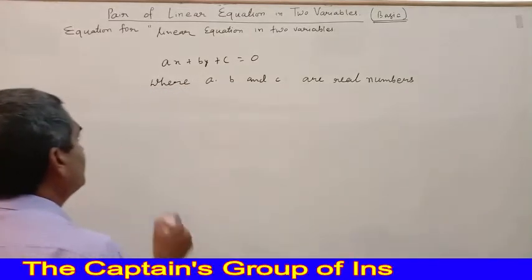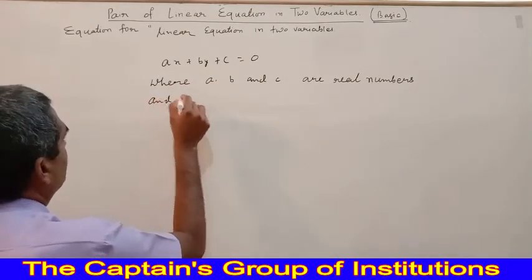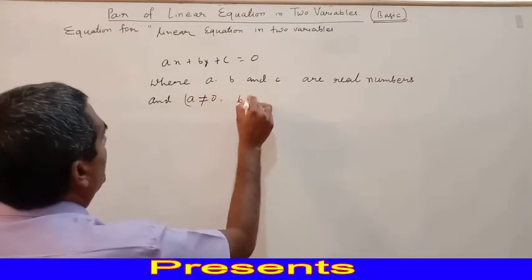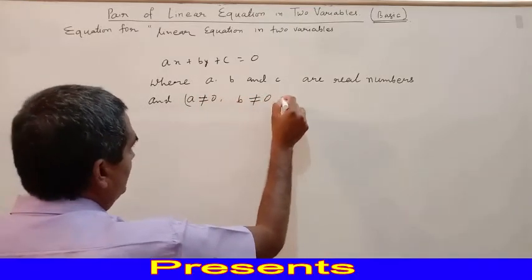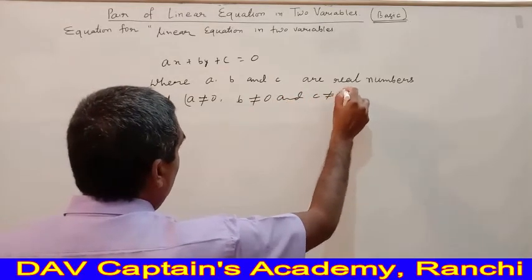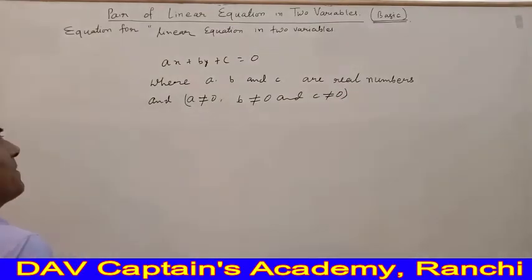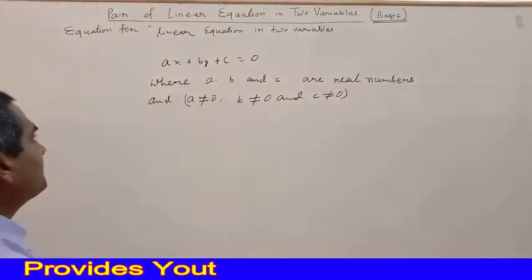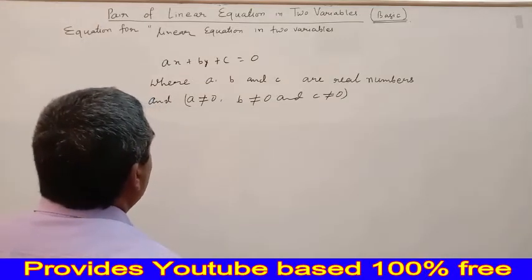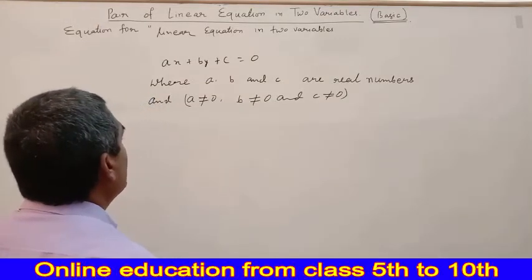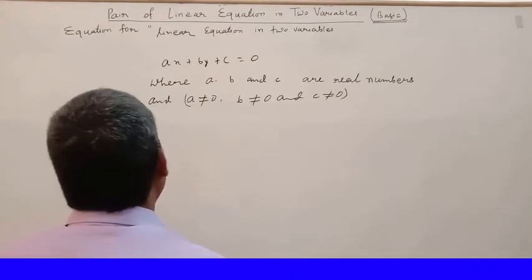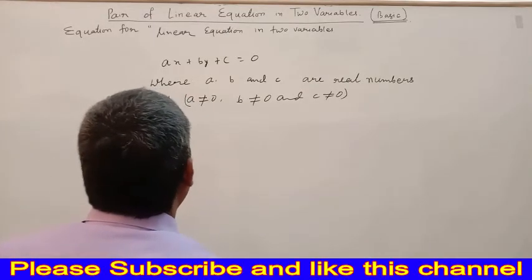And a is not equal to 0, b is not equal to 0, and c is also not equal to 0. Then ax plus by plus c will be an equation of two variables, or linear equation in two variables.